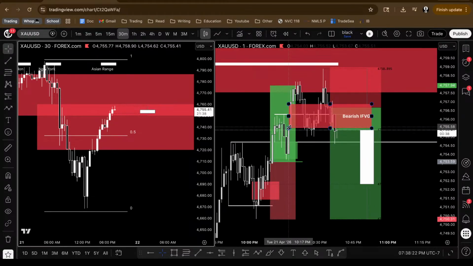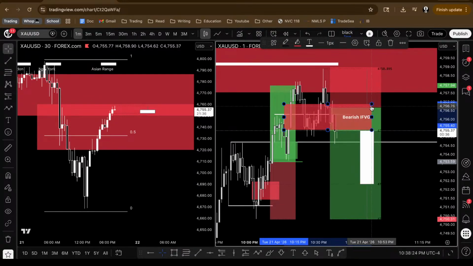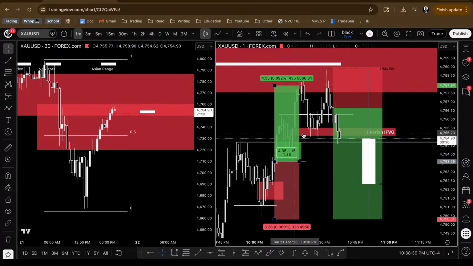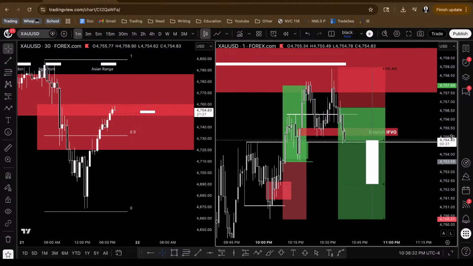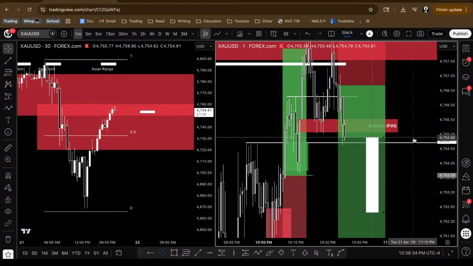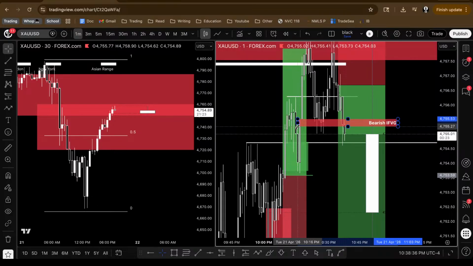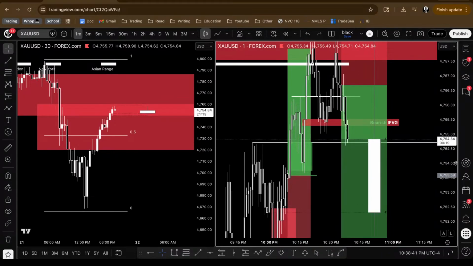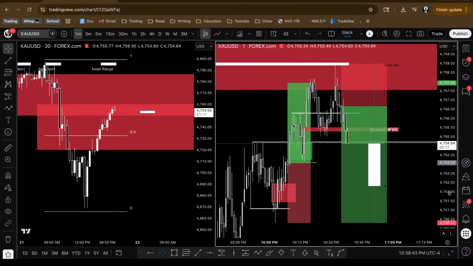We also got this IFG down here. It's a very, very tiny one. I'm just marking it out a little bit bigger so you guys can actually see it, but it did close below it. Tab back into it. So the real move is happening. Let's go. Glad to be a part of both.